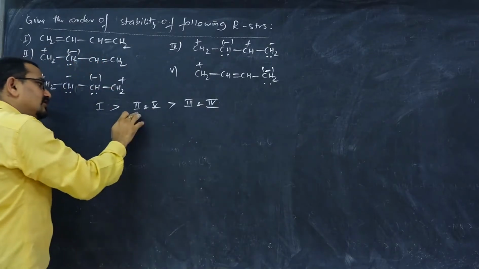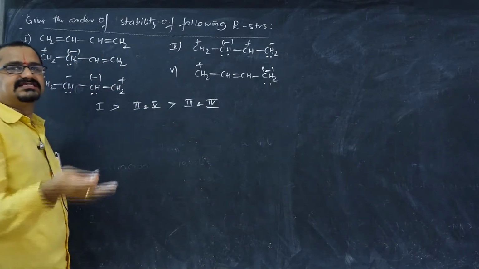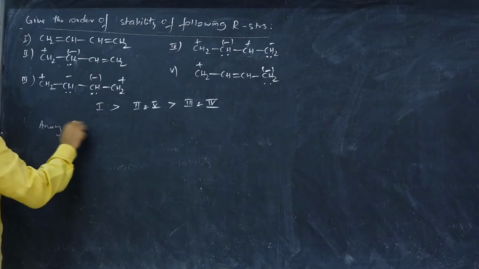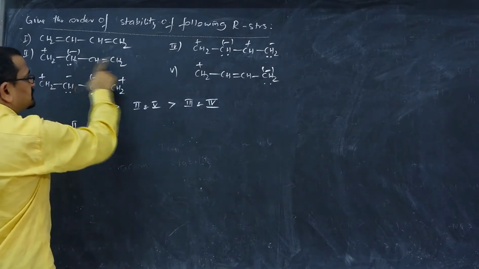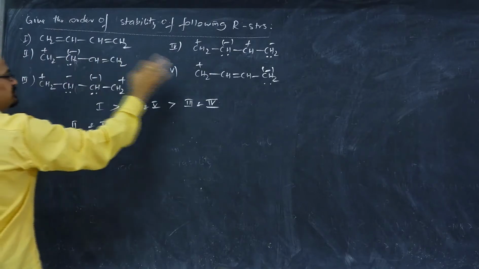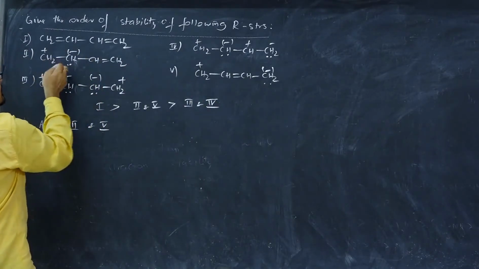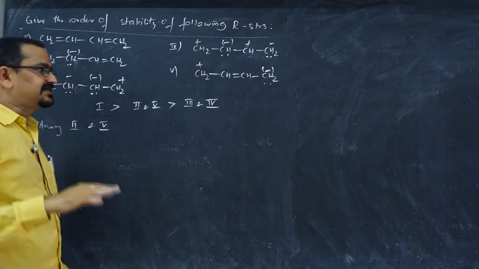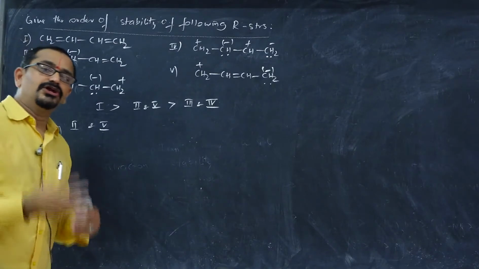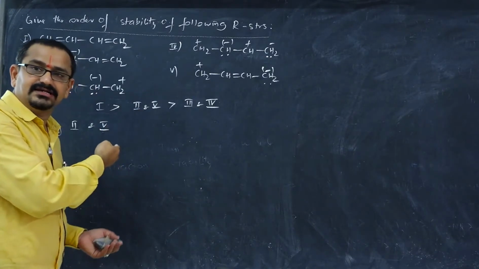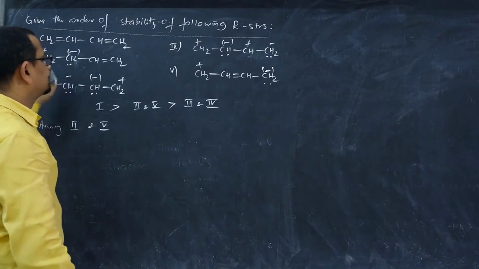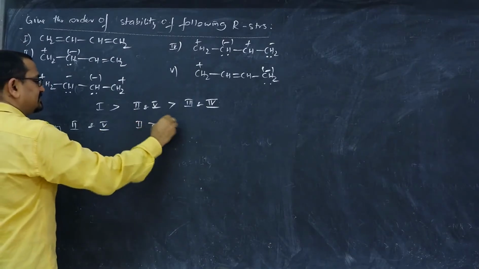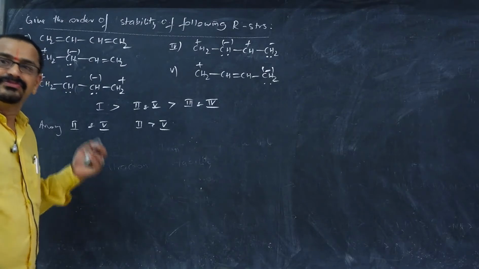Now among 2, 5 and 3, 4, what is the sequence we have to filter? Among the second structure and fifth structure, equal charge distribution is there, but charge separation is less here. If at all opposite charges are present, they should be as close as possible to increase the attraction. That point we discussed just now. So less the charge separation, more is the attraction, more is the stability. Among 2 and 5, 2 is more stable than 5, or 2 is the major contributor than the fifth one.